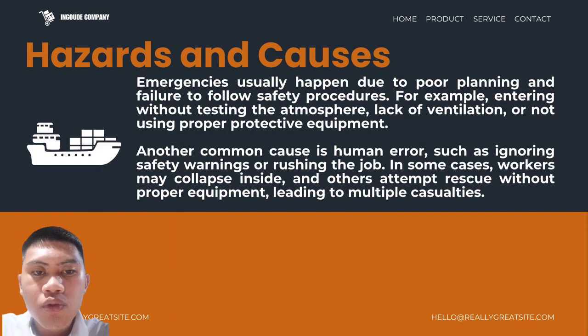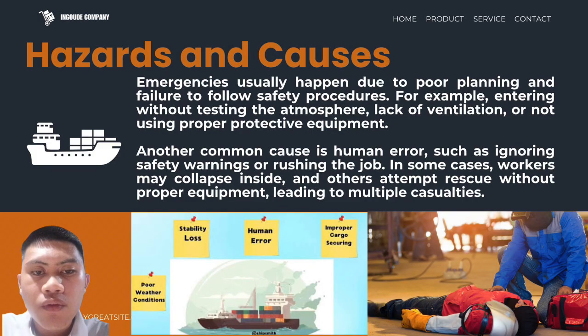Emergencies usually happen due to poor planning and failure to follow safety procedures. For example, entering without testing the atmosphere, lack of ventilation, or not using proper protective equipment. Another common cause is human error, such as ignoring safety warnings or rushing the job. In some cases, workers may collapse inside, and others attempt rescue without proper equipment, leading to multiple casualties.